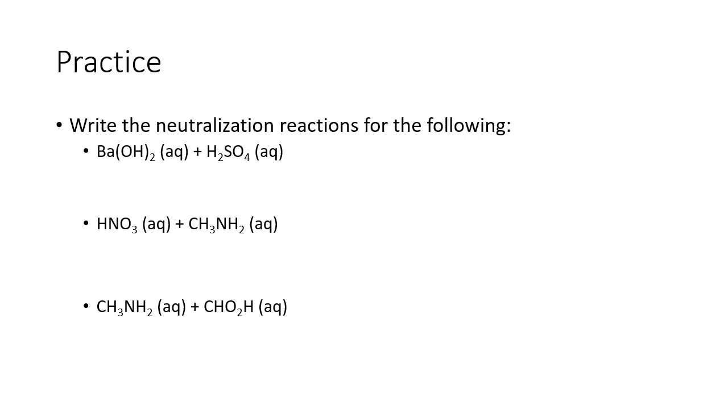We have barium hydroxide with sulfuric acid, first one. We have nitric acid and CH3NH2, which is a version of that NH stuff that I mentioned earlier. And then we have that CH3NH2 plus CHO2H, which is formic acid. Give it a whirl and see how it goes. Answers on the next slide.